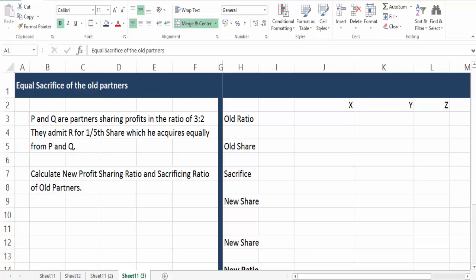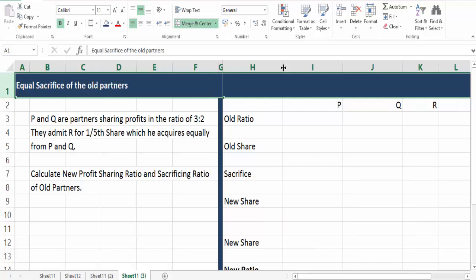It's a case study where partners have sacrificed equally for giving a share of profit to a new partner. So we have to find the new profit sharing ratio and the sacrificing ratio of the old partners. P and Q are partners sharing profits in the ratio of 3:2. They admit R for a 1/5 share, which he acquires equally from P and Q. Calculate the new profit sharing ratio and the sacrificing ratio of the old partners.